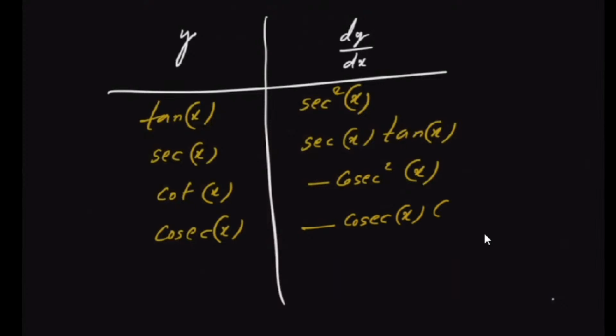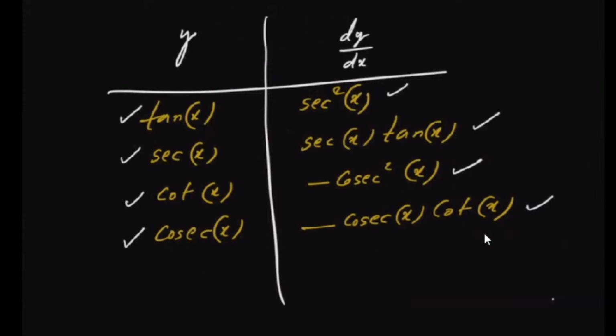So these are somewhat similar. For example, tan x is secant square x, cot x is minus cosecant square x, right? And secant x is secant x tan x, and the derivative of cosecant x is minus cosecant x cot x. So there is some pattern here which may help you to remember them a little bit easily. You can derive them.